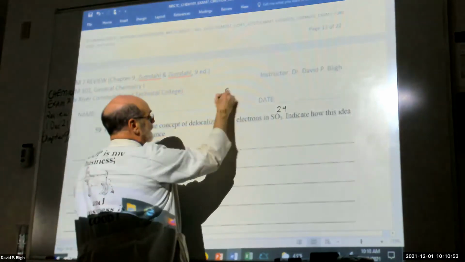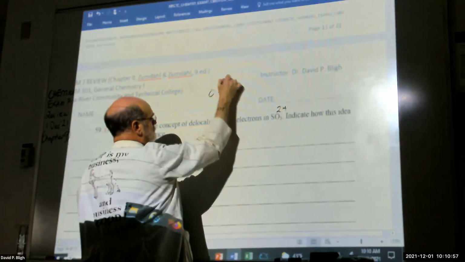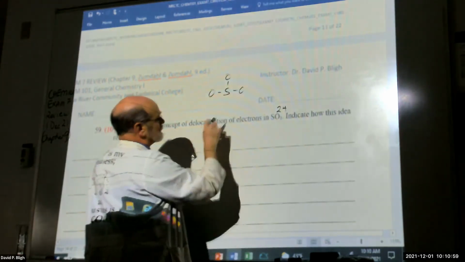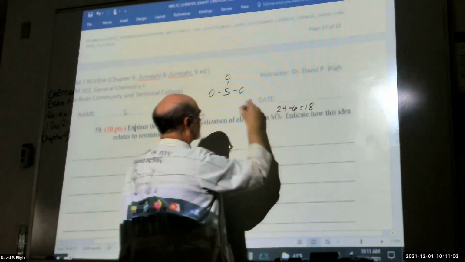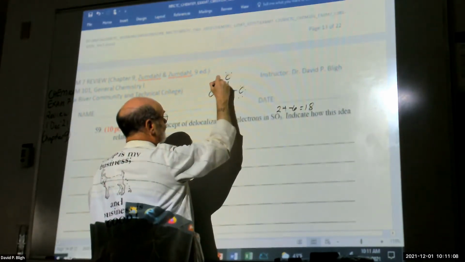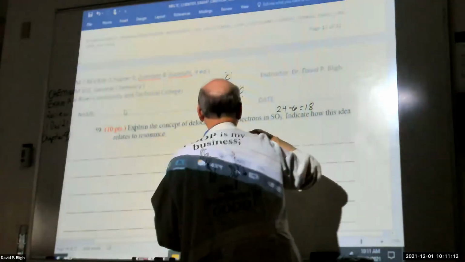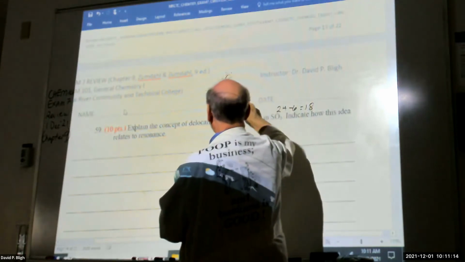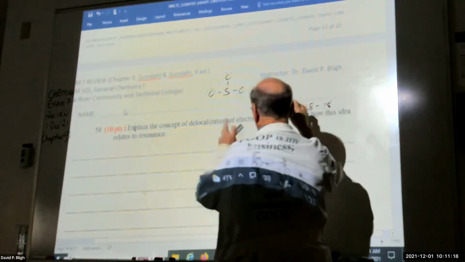So if we do the S, we have 3 oxygens. Okay, so that's 2, 4, 6 equals 18. That's 9 more. 3 times 3 is, oh, excuse me, that's 18 more. 2, 4, 6 times 3 is 18. Okay, so we're done there.